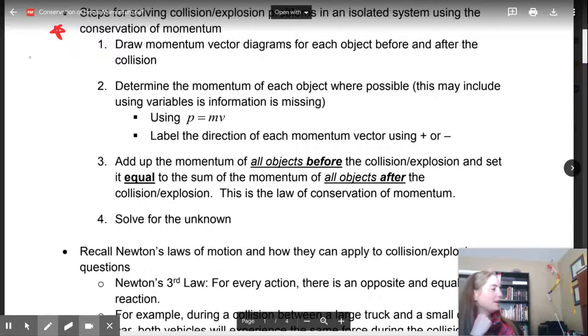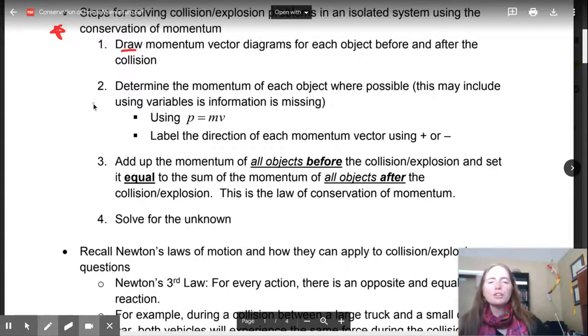So, step number 1, you draw vector diagrams. I know it seems like a lot of work, but trust me, it's going to make your life infinitely easier to actually determine what the heck is going on. If you don't draw your vector diagrams, you're going to have a really hard time with these questions. If I can draw this, you can draw this.